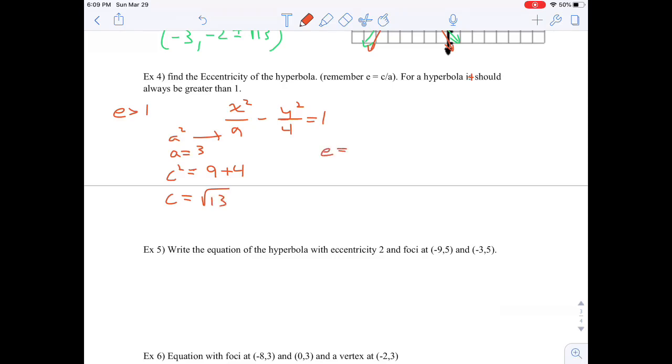So again, E equals C over A. We're going to use that again in one of our later problems. Square root of 13 over 3. And if you use your calculator, that's about 1.2. And as we said, it should be greater than 1, and it is.